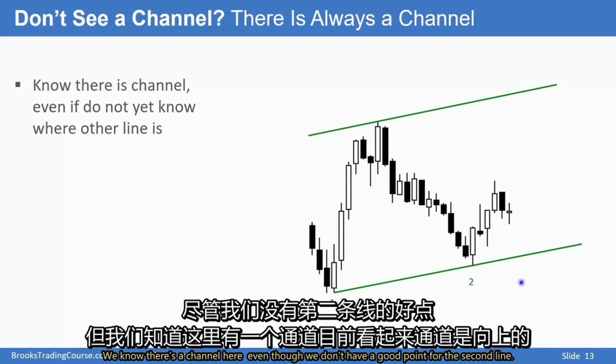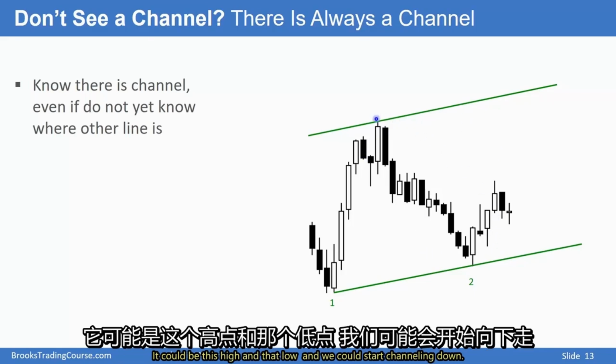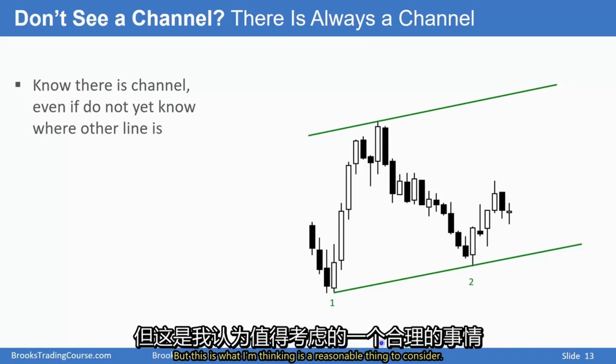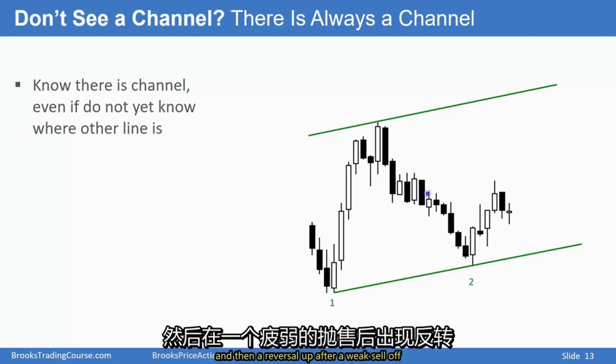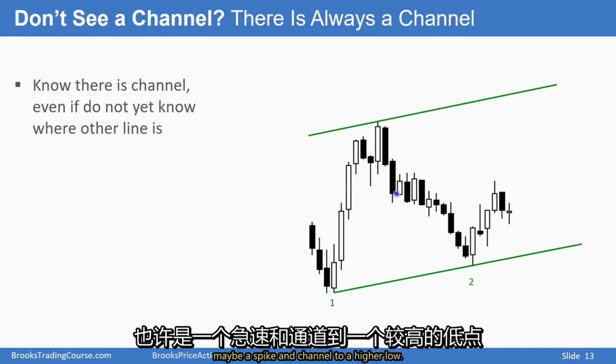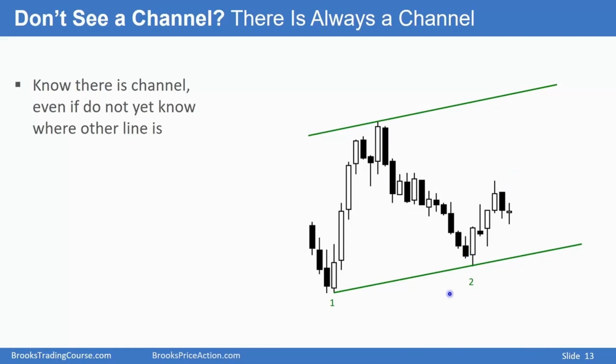We know there's a channel here, even though we don't have a good point for the second line. The channel right now looks like it's up. We have a higher low, but in fact, it could be down. It could be this high and that low, and we could start channeling down. But this is what I'm thinking is a reasonable thing to consider. We have a strong bull breakout and then a reversal up after a weak sell-off, maybe a spike and channel to a higher low. So the odds are we're going to test up.